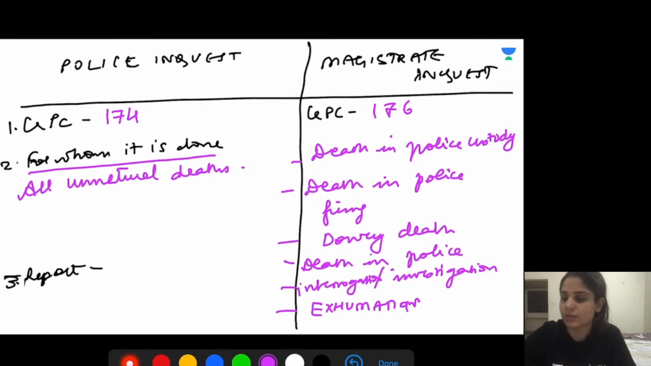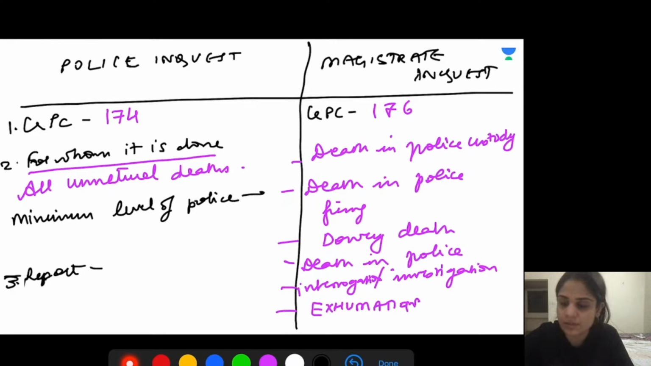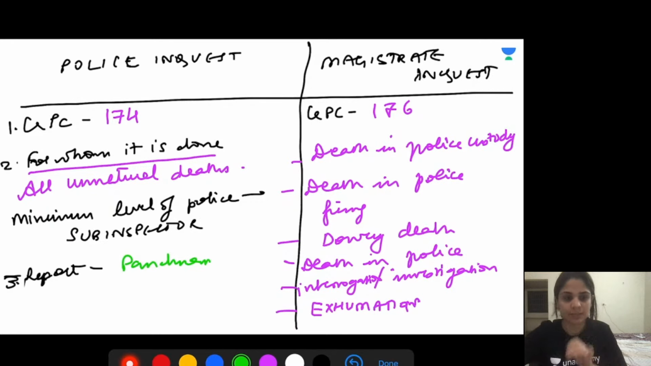Now the next question that I have, who prepares the report of police inquest? Okay, so the first thing is, what is the minimum level of police who will carry out the investigation? The minimum level of police who will carry out the investigation is the sub-inspector. Okay, and the report that is prepared is called the Panchnama. Okay, so these are the basic differences between police and magistrate inquest that you guys should definitely know for the exam.